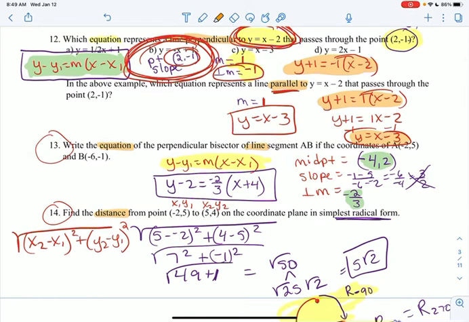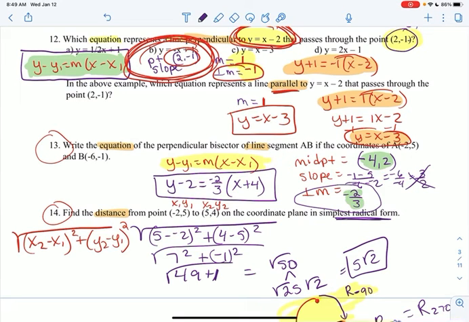-1 minus 5 over -6 minus -2. Okay, well, that comes out to 3/2. And then I have to do the negative reciprocal, so that's -2/3. So that has highlighted in green right there. And it's also perpendicular, it's also a bisector. So I got the perpendicular part, found the slope, and did the negative reciprocal, that's -2/3.